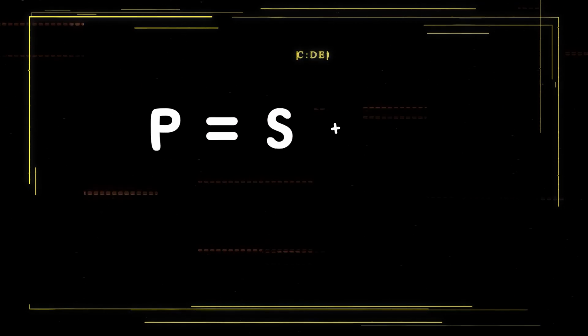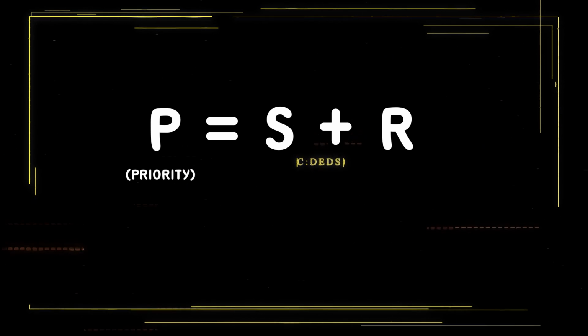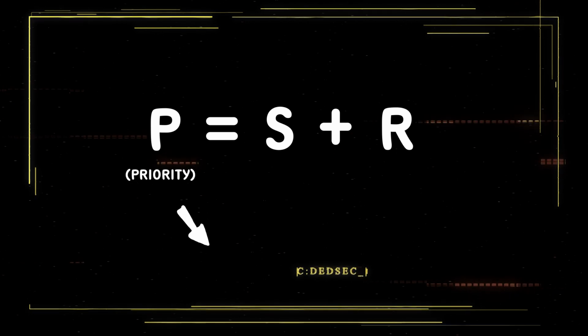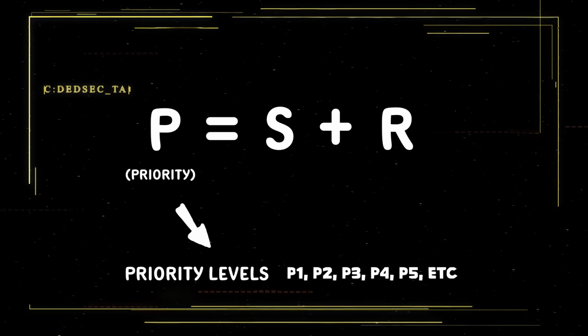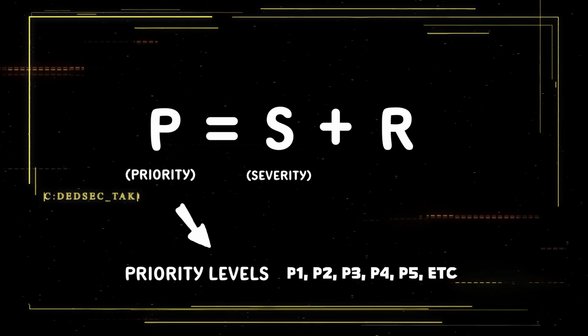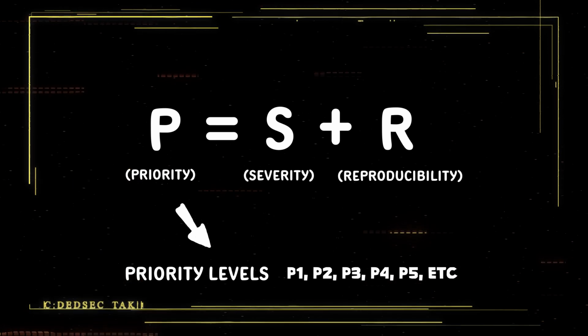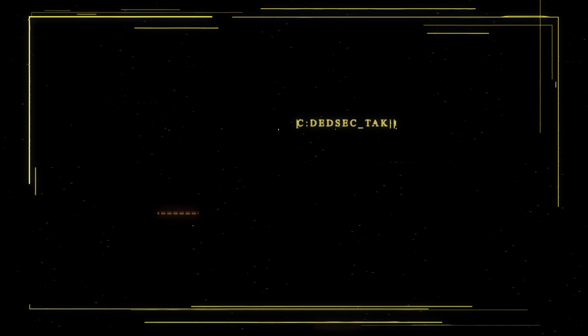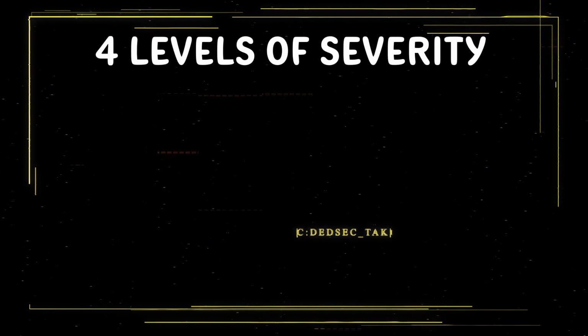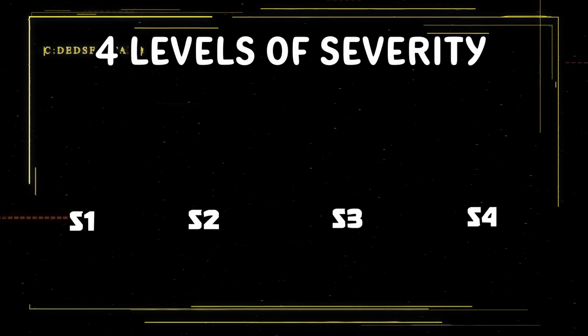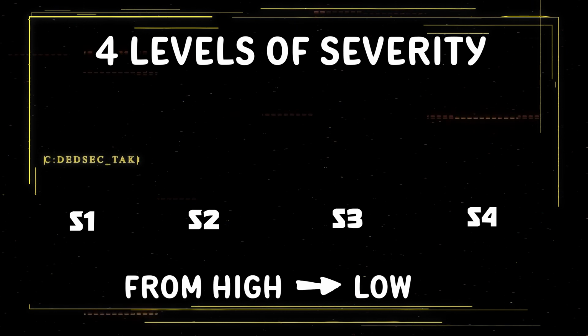The industry standard playtesting is split into this equation: P equals S plus R. P stands for priority. Playtesters need to determine the report in priority levels. And priority levels are determined by severity and reproducibility. There are in total 4 levels of severity, which basically determines how severely the bug is affecting the game.